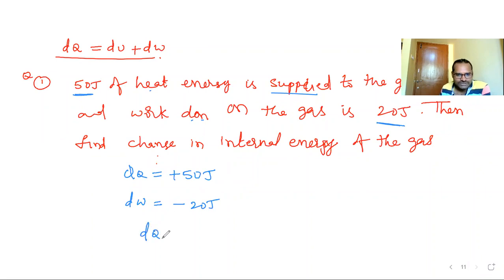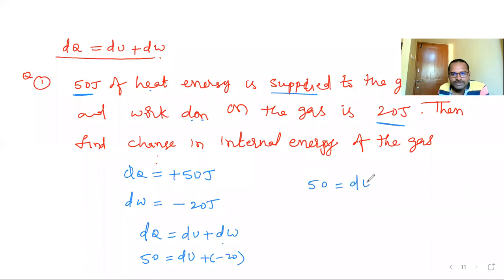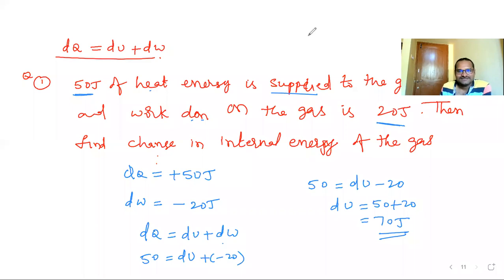According to the first law of thermodynamics, dq is equal to du plus dw. dq is given as 50, equal to du, which we need to find, plus dw, which is minus 20. So 50 is equal to du minus 20. So du is equal to how much? 50 plus 20, total 70 joules. See, you have given the wrong answer. Why did it change now? Good. You need to consider the sign. According to the sign, we should get this. Did you understand now?